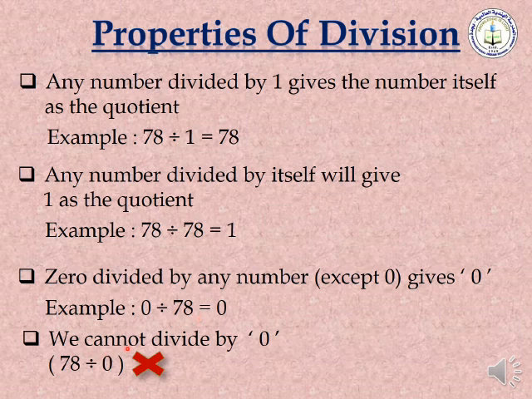Last one: we cannot divide by 0. That means 78 divided by 0, we cannot write in this form. This statement is wrong. That means we cannot divide by 0. Okay?